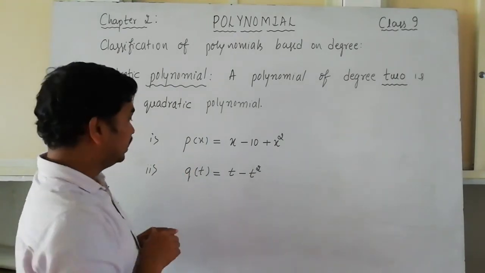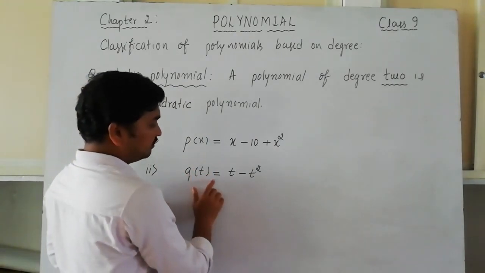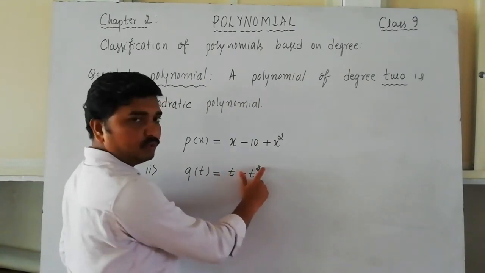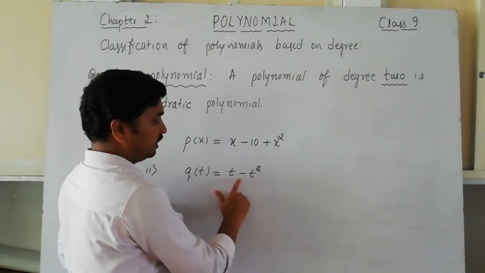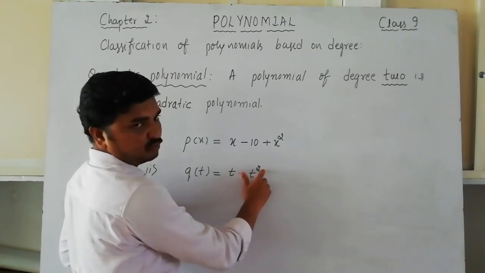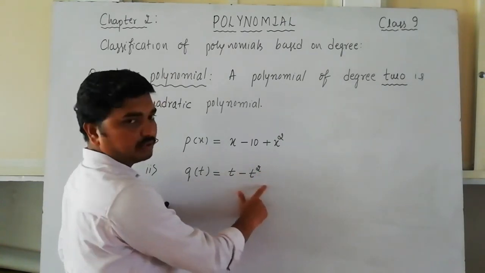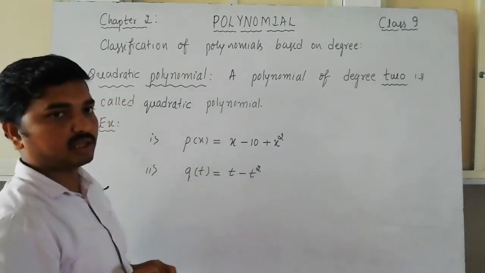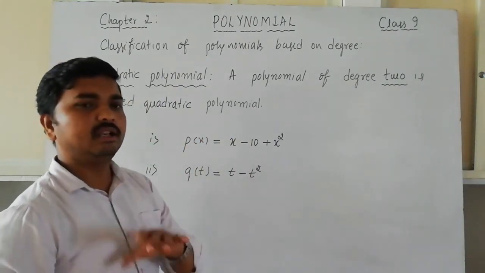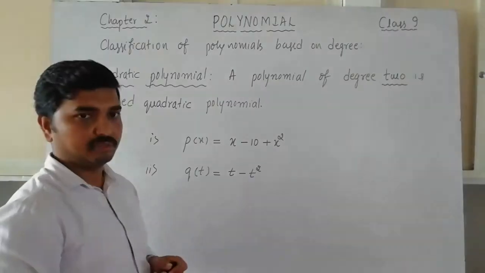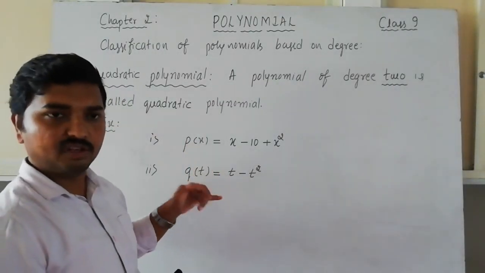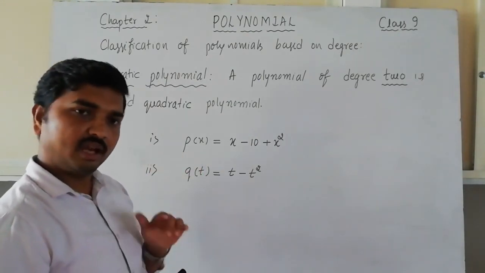Now look at the second one, q of t is equal to t minus t square. Here t power 1 is present, here t power 2 is present. Highest exponent is 2, so it is of degree 2, which means it is a quadratic polynomial. Just remember: degree 2, quadratic polynomial. You just need to identify the degree. If degree is 2, it is quadratic. If degree is 1, it is linear.